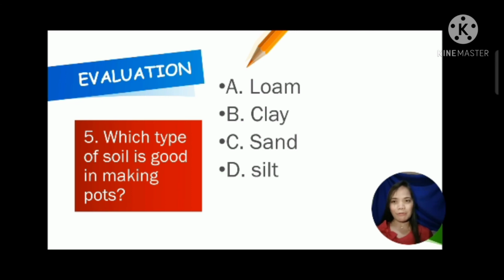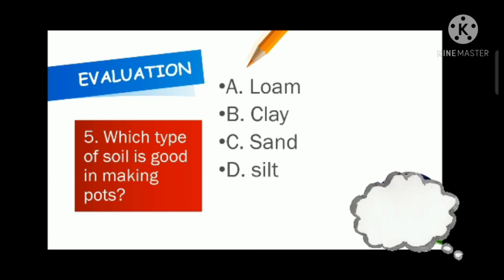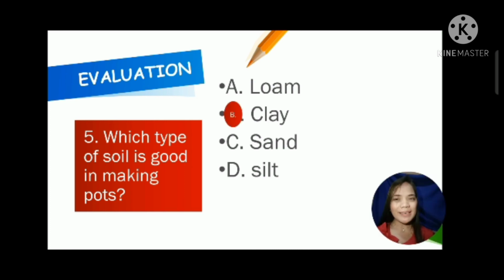Let's proceed with number 5. Which type of soil is good in making pots? A, loam soil, B, clay soil, C, sand soil, or letter D, silt soil. The correct answer is letter B, clay.